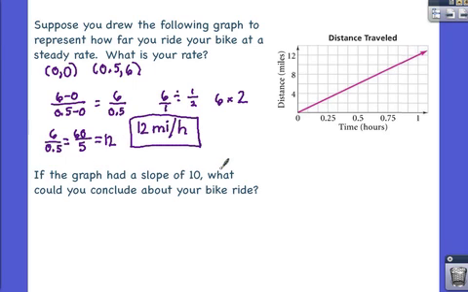If the graph had a slope of 10, what could you conclude about your bike ride? Well, your slope represents your rate of change, which in this case is the change in distance over the change in time. And therefore, the slope of 10 means that you traveled 10 miles per hour.